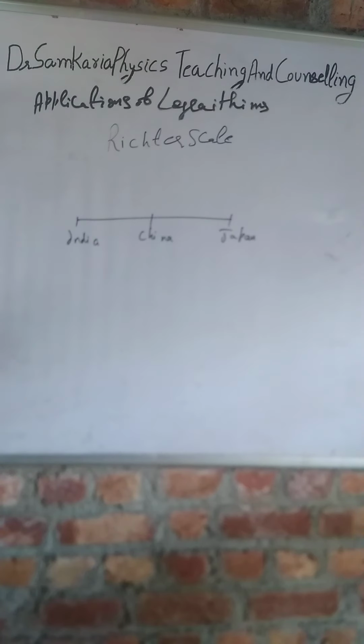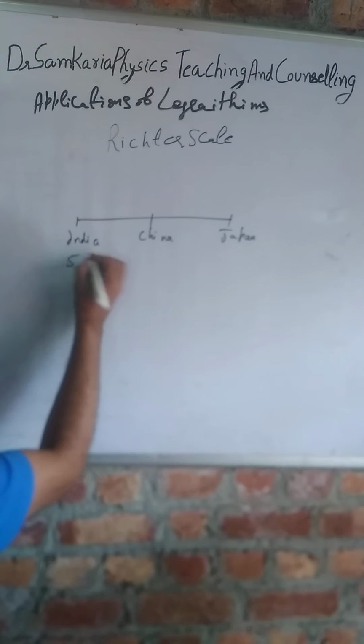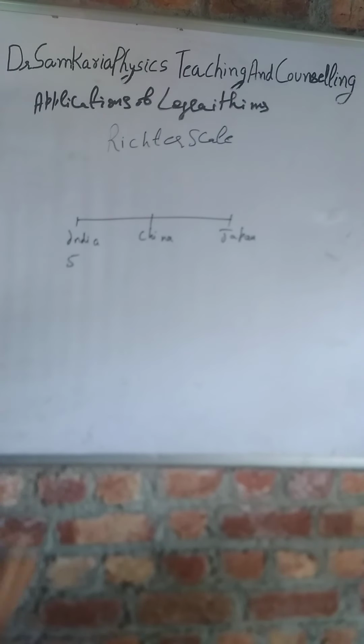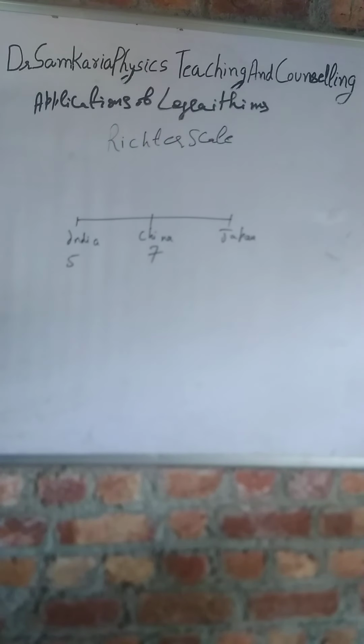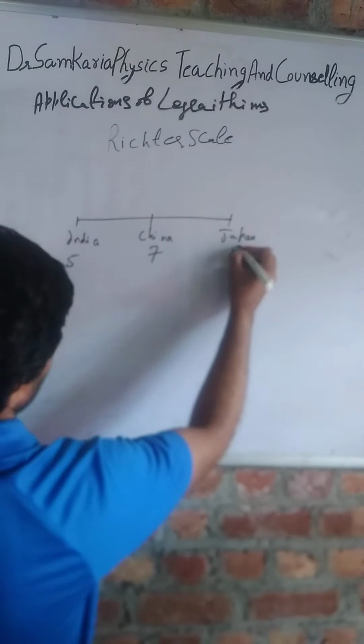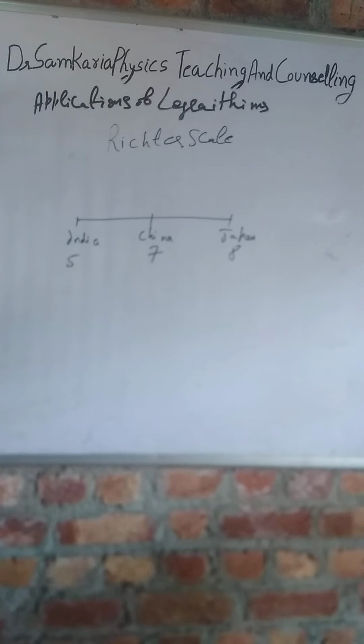Suppose these three countries face an earthquake of different magnitude. Suppose an earthquake of magnitude 5 takes place in India, an earthquake of magnitude 7 takes place in China, and an earthquake of magnitude 8 takes place in Japan.